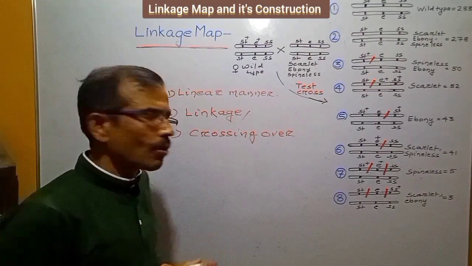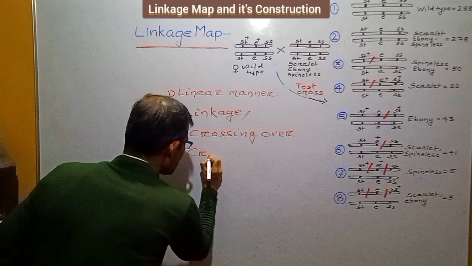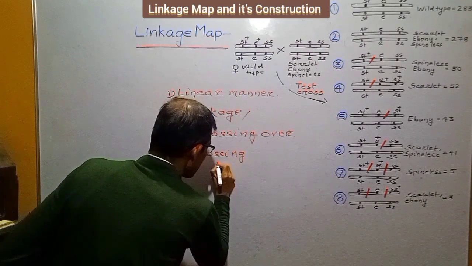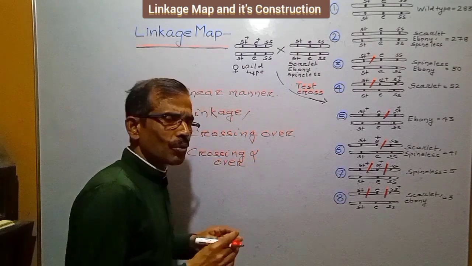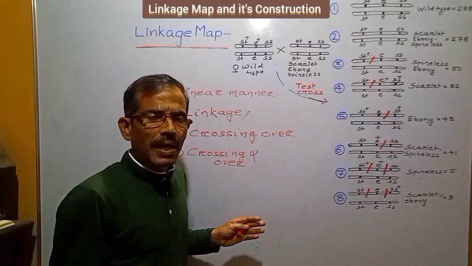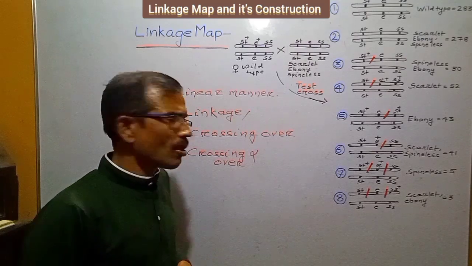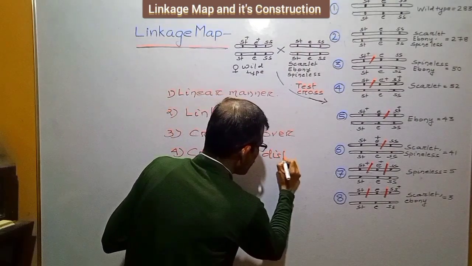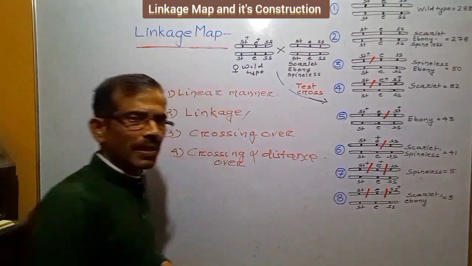And number 4, the percentage of crossing over between genes is directly proportional to the distance between them. So the genes which are widely separated have a greater chance of being exchanged by crossing over. But the genes which are closely located have a lesser chance of getting separated.